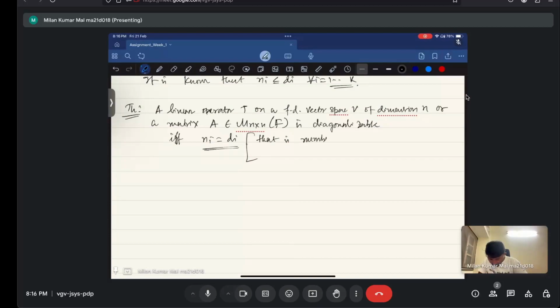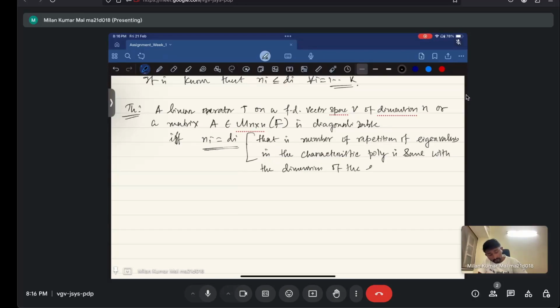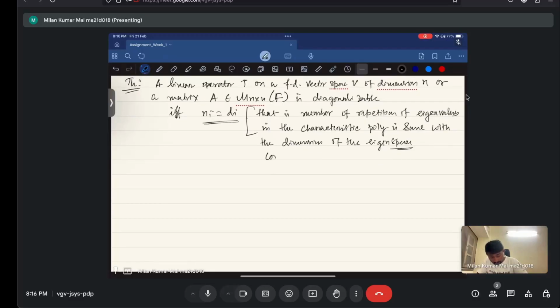that is, the number of repetitions of the eigenvalue in the characteristic polynomial is the same as the dimension of the null space, the dimension of the eigenspace corresponding to that eigenvalue. Okay, so this is the thing.